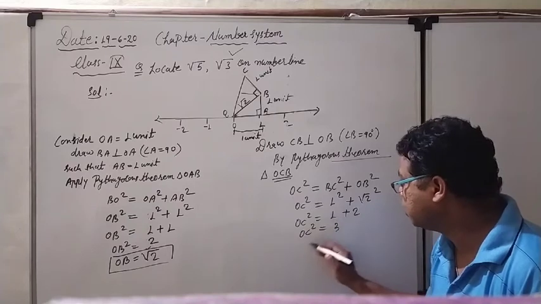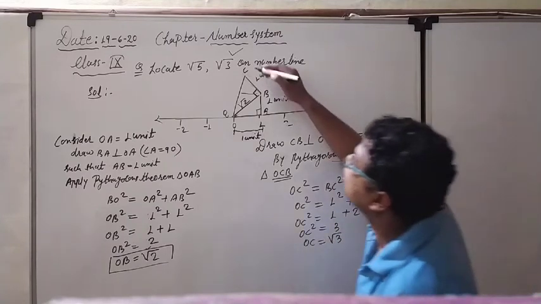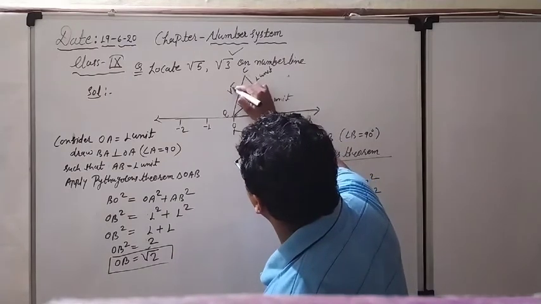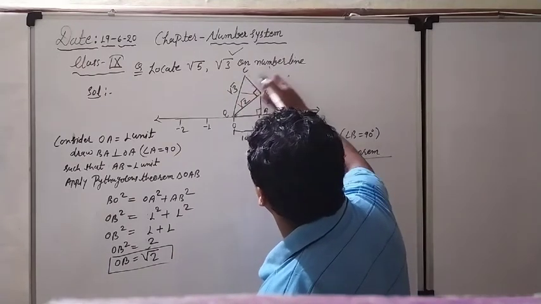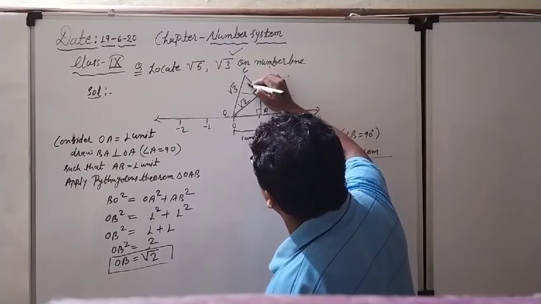OC square is equal to 3. Right now OC is equal to root 3. So what will this OC be? OC is equal to root 3. You can see that 1 unit I am going to write down here.